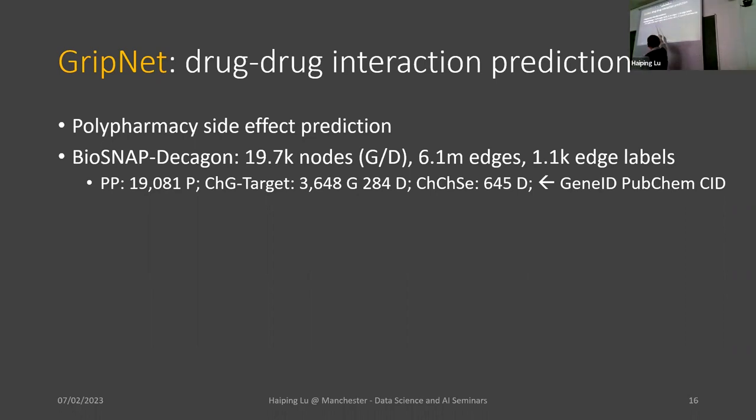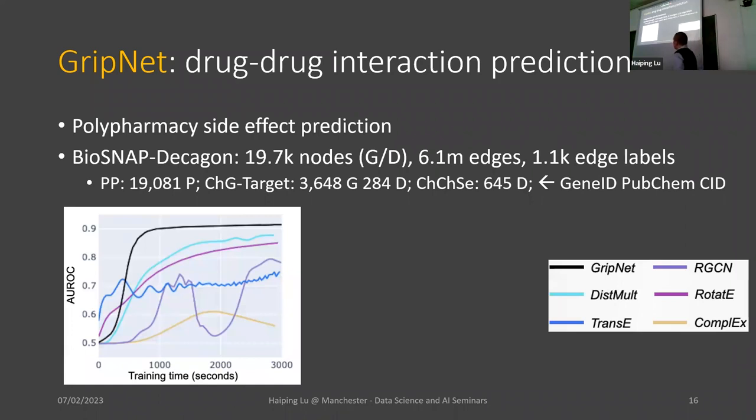So here we do the study on 19 nodes, that is 19 genes or drugs, and 6 million edges, and basically 1,000 plus edge types. That means 1,000 plus different side effects. And so here is our BigNet performance. Basically, what we show here is that our network is much faster to train. As you can see, one of the key constraints is the computing power we have. So you can see we can reach high accuracy in a short time.